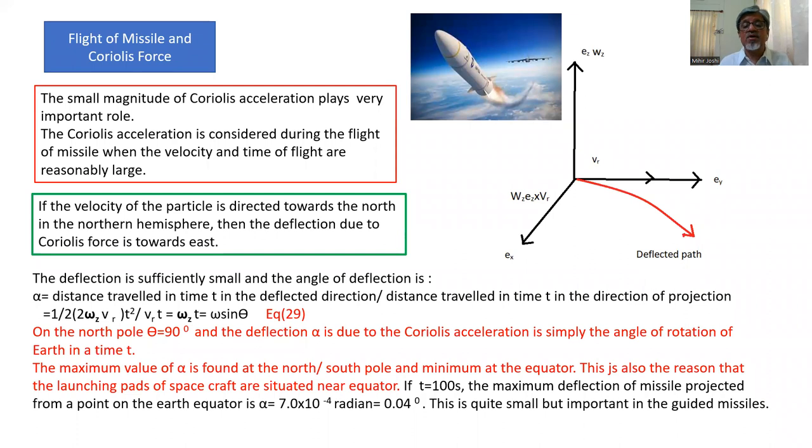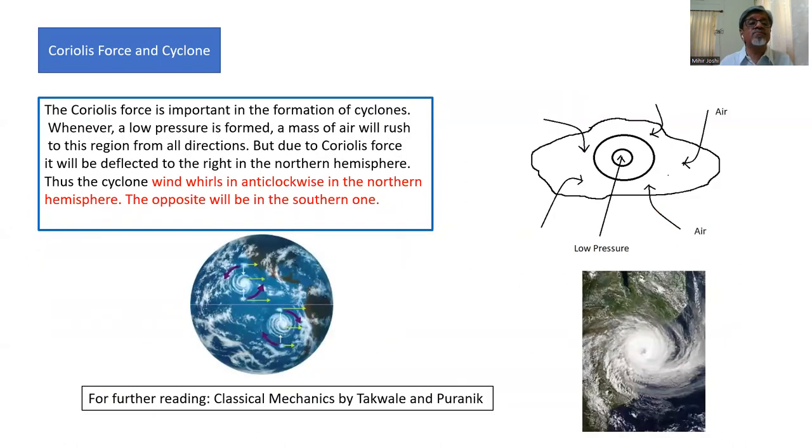If time t is equal to 100 seconds, the maximum deflection of a missile projected from a point on Earth at the equator is alpha equal to 7 into 10 to the power minus 4 radian, or 0.04 degree. This is quite small, but very important in a guided missile system. In the figure we have shown the deflection taking place, and a missile launched from a moving aircraft has to take care of the deflection due to Coriolis acceleration.